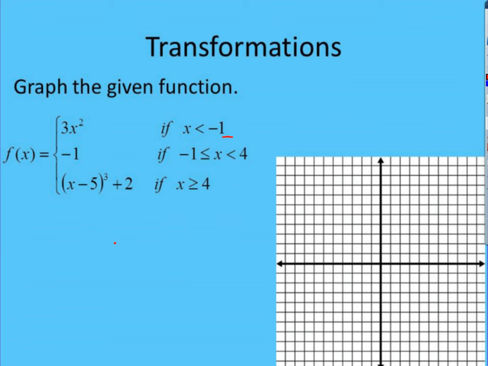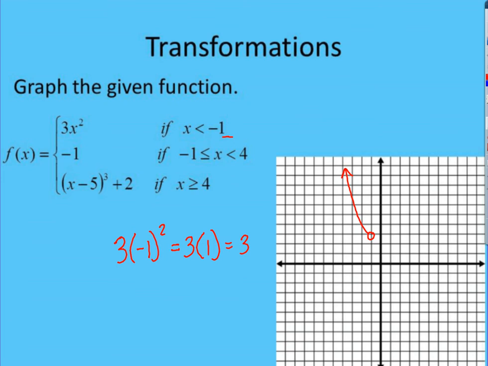So if we do 3 times negative 1 squared, negative 1 squared is going to give us a positive 1. And 3 times 1 gives us 3. So at the point of x is negative 1, we have a y value of 3. And this is going to be all the values to the left of negative 1. If you think of an x squared function, it goes up to the right and up to the left. So we just need to have the correct shape. When we're between, that should be an open circle, because that is just x is less than negative 1.